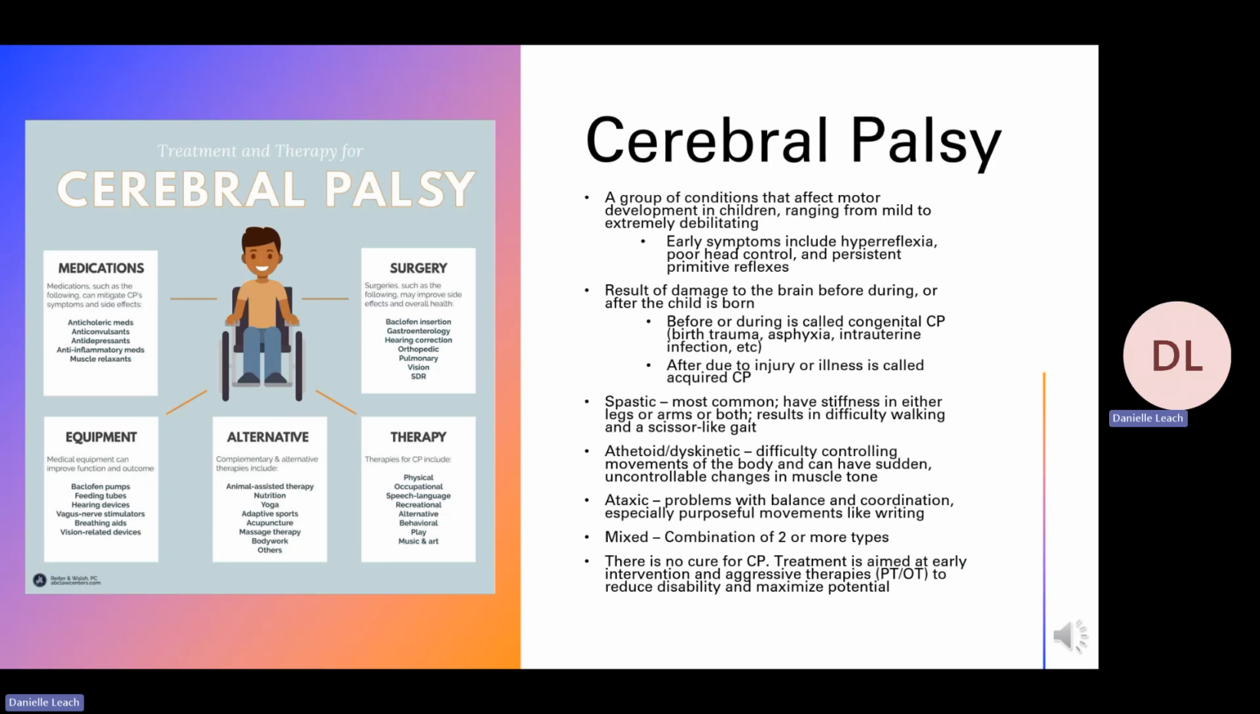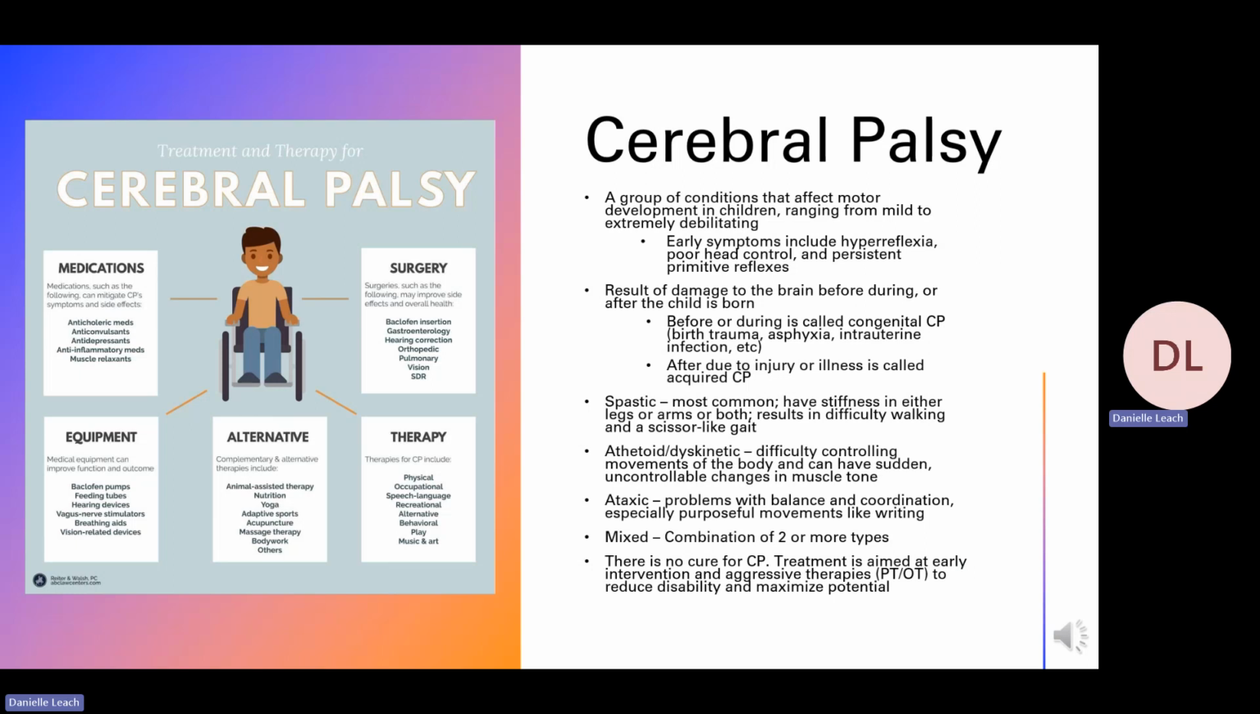There's different types of CP. The most common, which 70% of children with CP have, is called spastic. With this, they have stiffness in either their legs or arms or both. It can result in difficulty walking and a scissor-like gait.